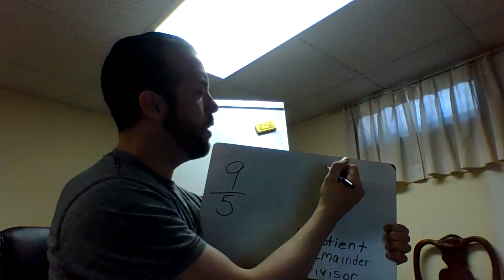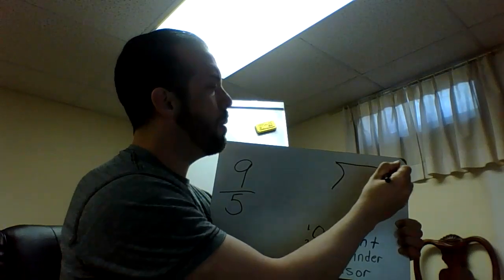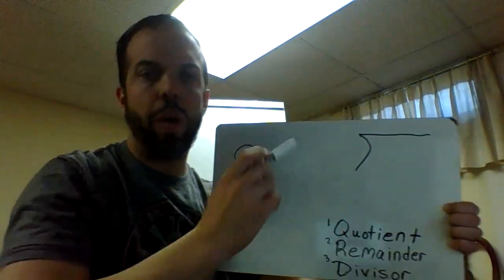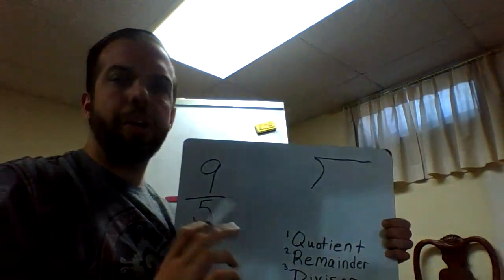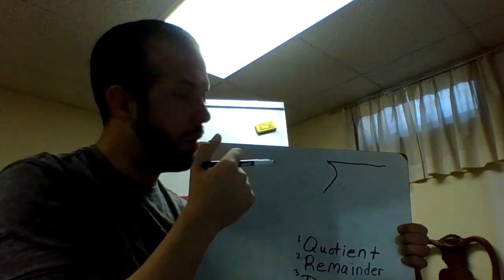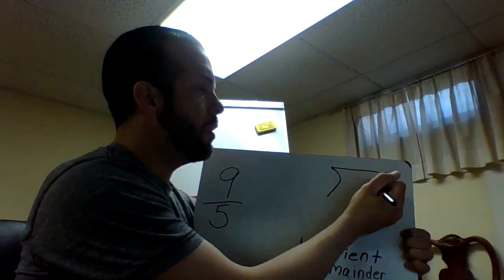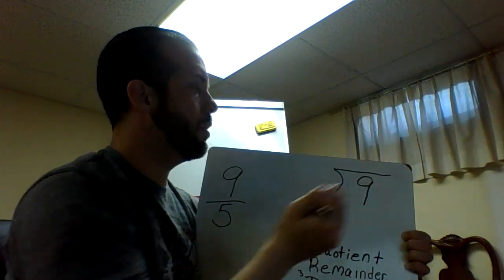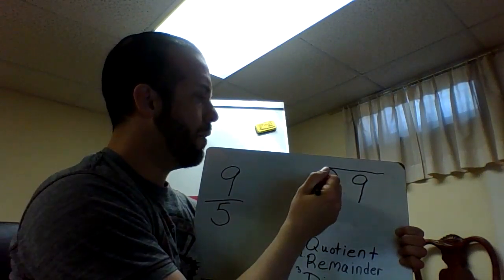All right, so I'm going to divide. Remember, sometimes we might get confused about what goes where. The bigger number always is what's getting divided. The bigger number is 9, and that goes in my house, divided by 5.